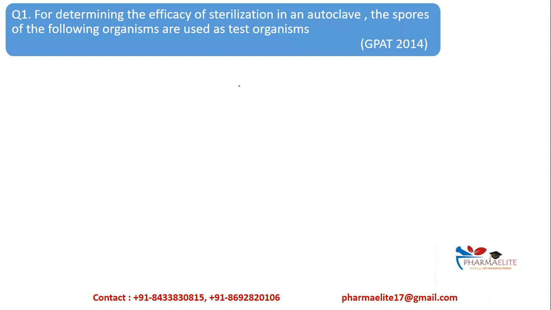For determining the efficacy of sterilization in an autoclave, the spores of following organisms are used. This is a question from GPAT 2014 paper. क्वेश्चन ये है कि ऐसे कौन से माइक्रो ऑर्गेनिजम्स की स्पोर्स यूज होते हैं जो स्टेरिलाइजेशन बाय ऑटोक्लेविंग की एफिशिएंसी को स्टेरिलाइजेशन की एफिकेसी को बताएगा.